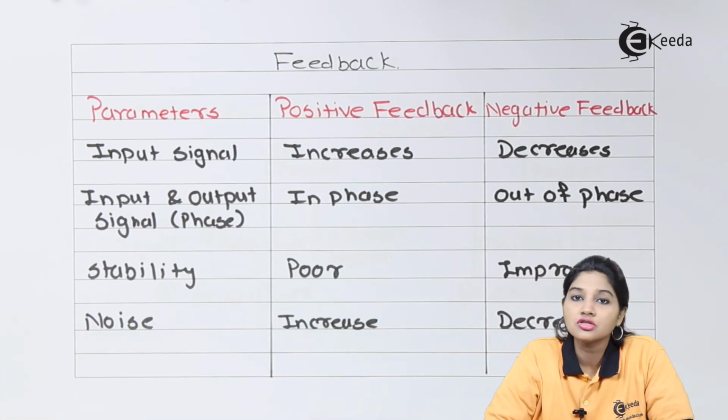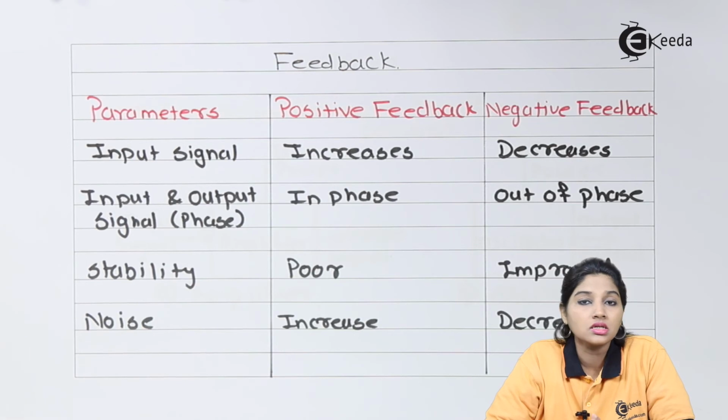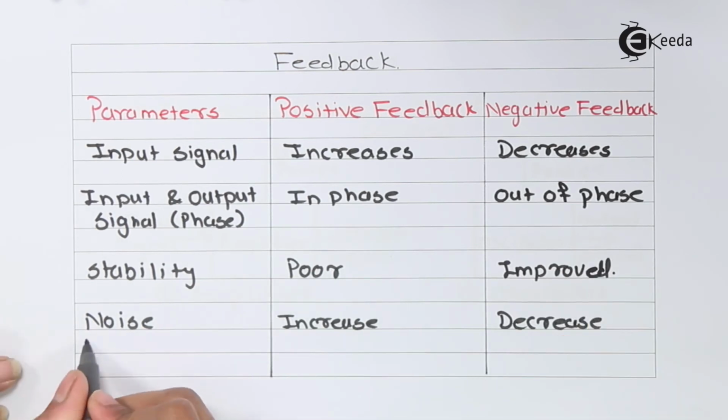The next parameter is distortion, which may be phase distortion, frequency distortion, or amplitude or harmonic distortion. These types of distortions are less in case of negative feedback, whereas they are more in case of positive feedback.